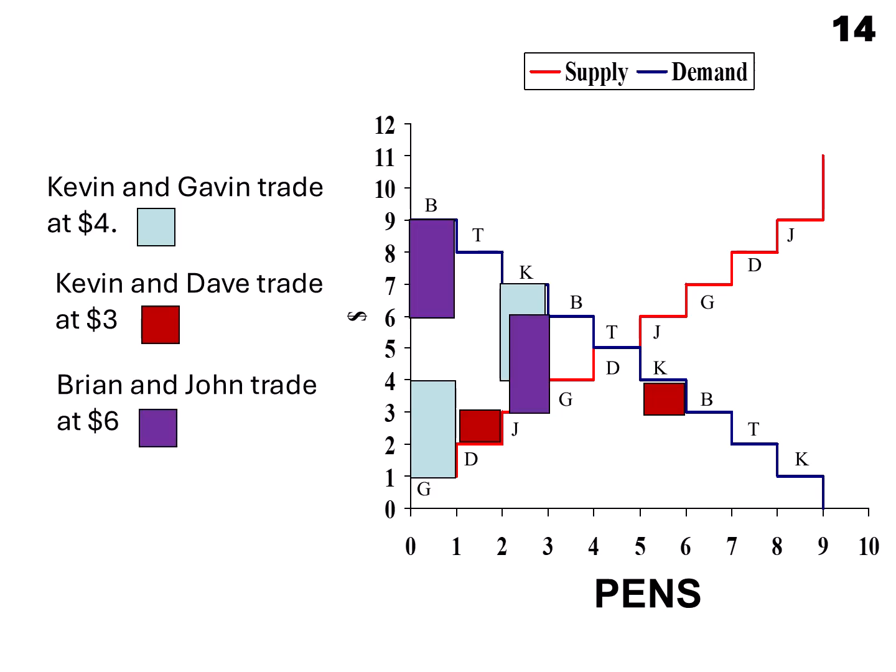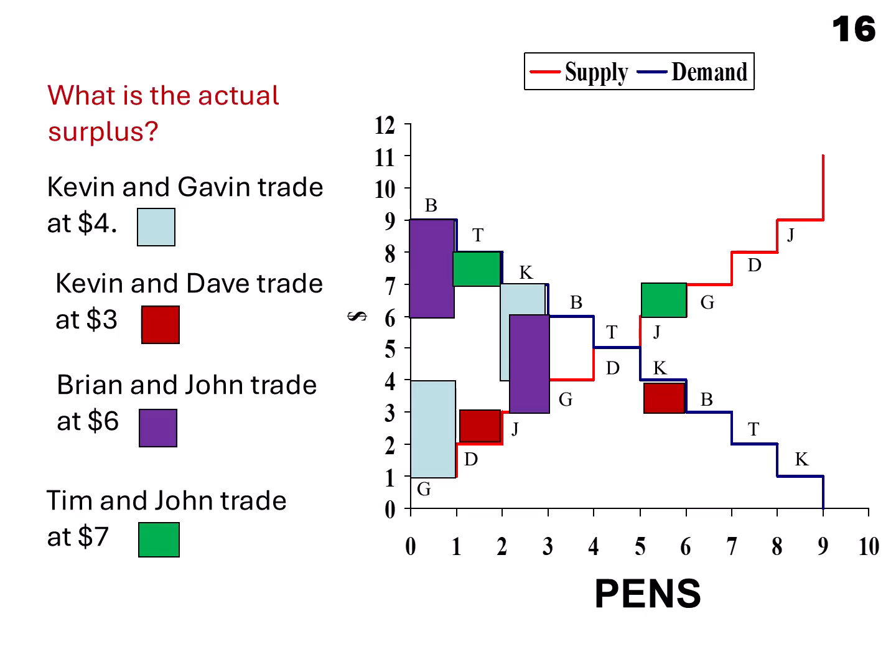Slide 14. In the third trade, Brian buys a pen from John for $6. I have added purple rectangles marking the surplus for Brian, which is $9 minus $6, and the surplus for John, which is $6 minus $3. I made the second rectangle slightly thinner so you can still see the teal rectangle underneath. Slide 15. In the fourth and final trade, Tim buys a pen from John for $7. I have added green rectangles marking the surplus for Tim, which is $8 minus $7, and the surplus for John, which is $7 minus $6.